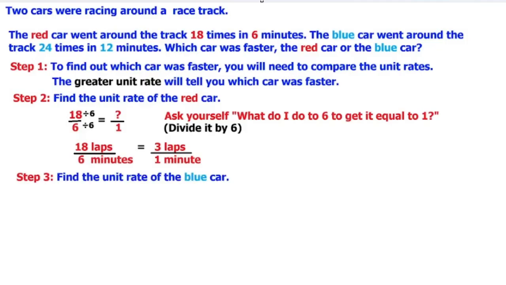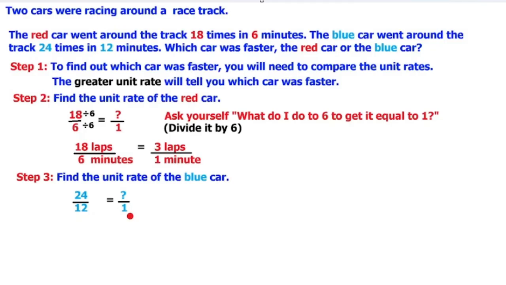Now we have to find the unit rate of the blue car. So we go through the same steps. So we take the numbers, it goes 24 times in 12 minutes. So 24 laps over 12 equals how many laps in 1 minute? And that's the unit rate for that car.